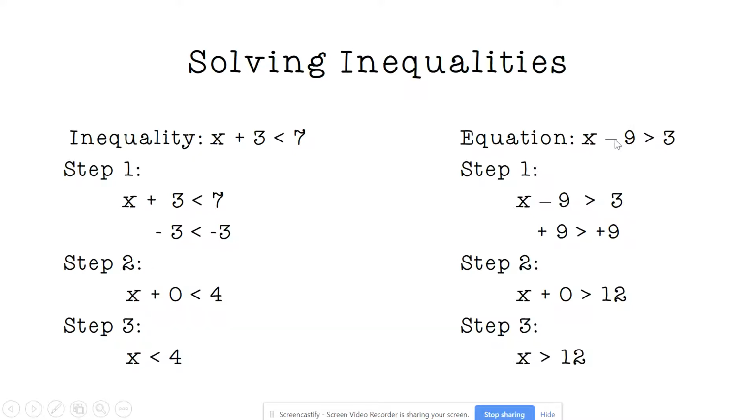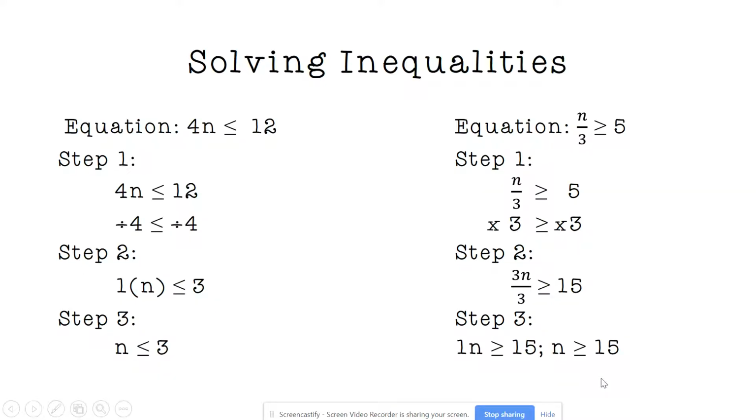In here we have x minus 9 is greater than 3. Same thing. The opposite operation of subtraction is going to be addition. So we add 9 on both sides. What we do on one side, we do on the other one. So negative 9 plus 9 is going to be equal to 0, and 3 plus 9 is going to be equal to 12. So we have that x is greater than 12.